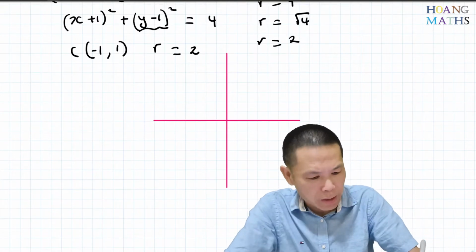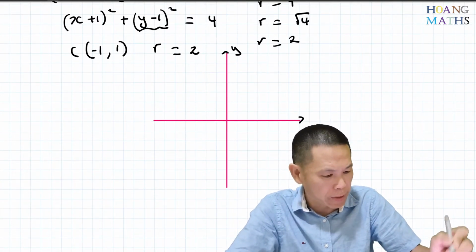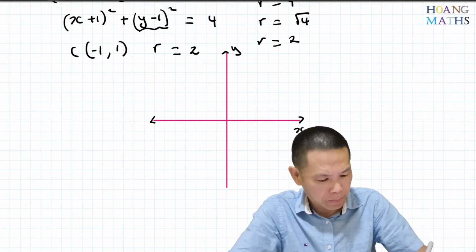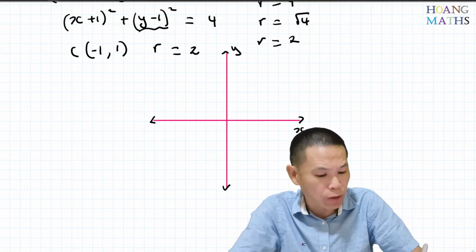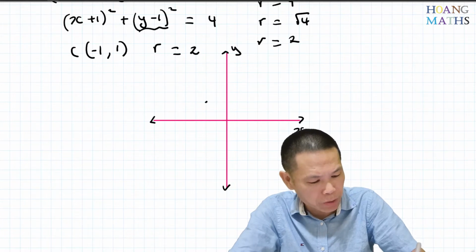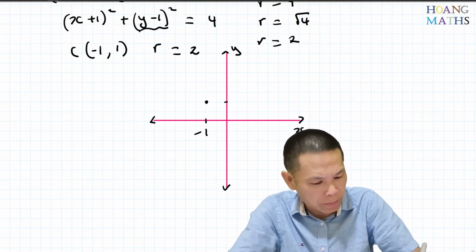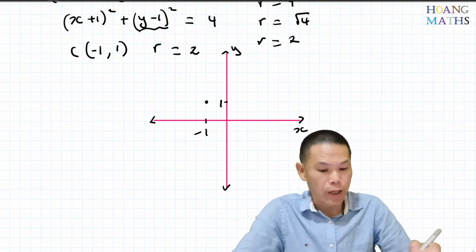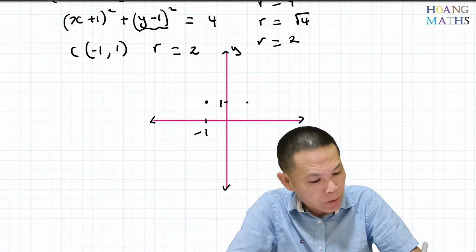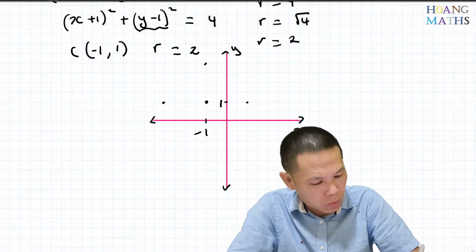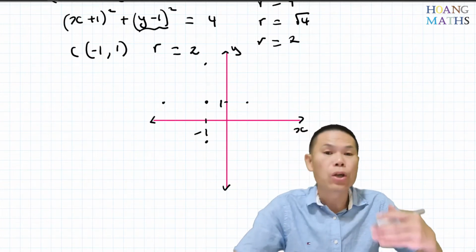So let me label this. This is y and this is x. Now the center is (negative 1, 1), so we move 1 to the left and then 1 up. So this is here. Now the radius is 2, so that means we move 2 across. So we have 1, 2 to the right, 1, 2 to the left, 1, 2 up, and then 1, 2 down. So that's it. And then I just join them together.